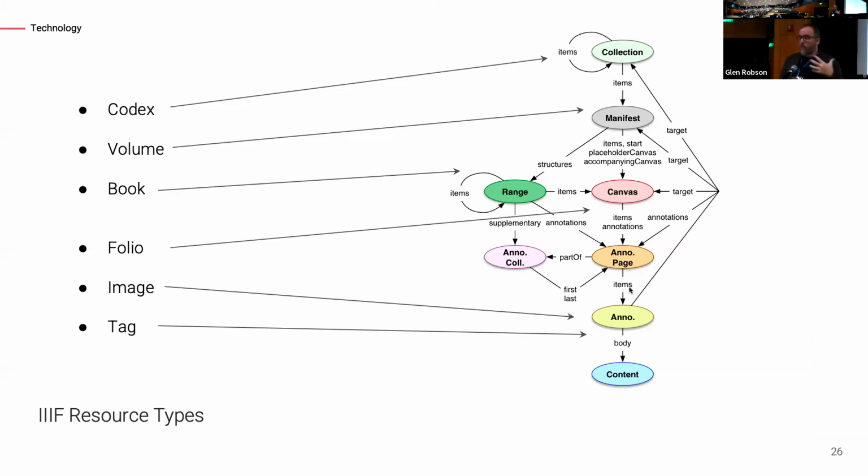I mean, the IIIF model was designed to facilitate these use cases, but you can think of the Codex as a collection, and then each of the volumes of the Codex as a manifest, each of the books as a range or structure comprising multiple canvases, each canvas representing a folio, and then on that folio, multiple images potentially, and lots of texts and other annotations.